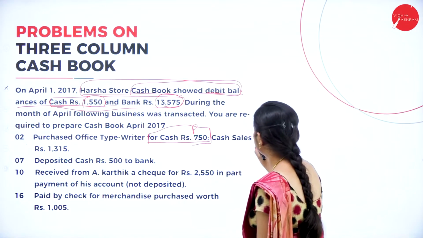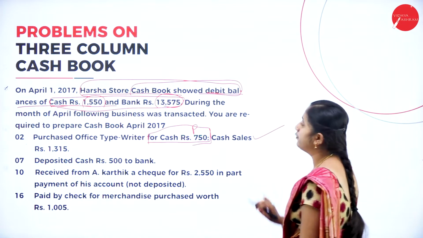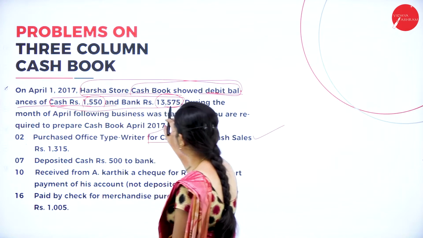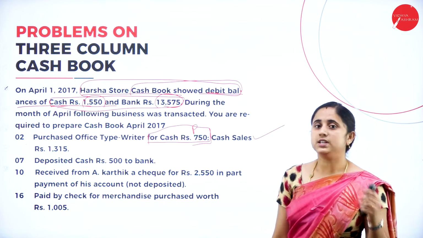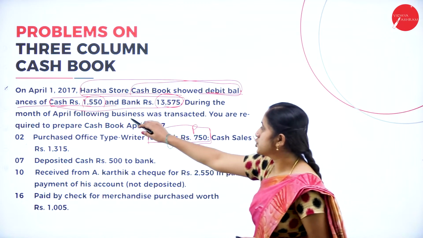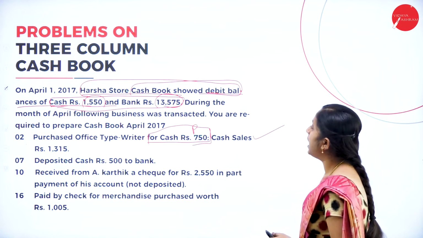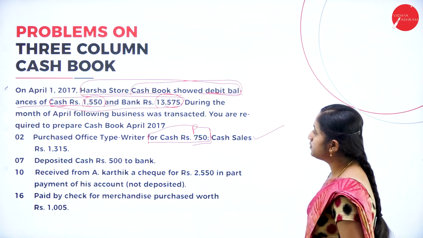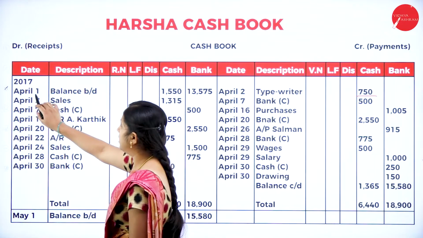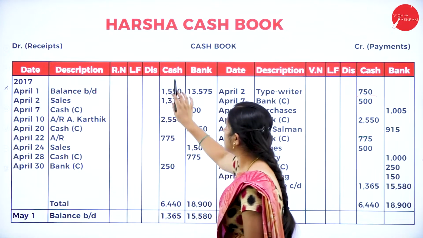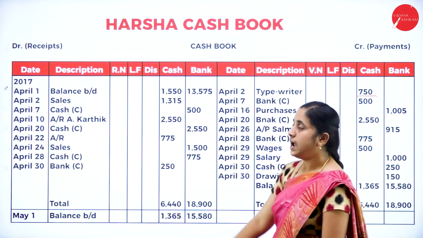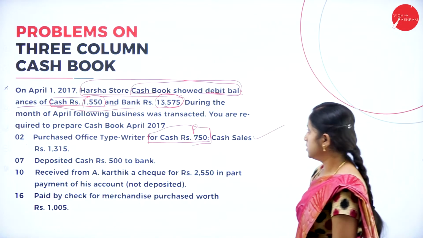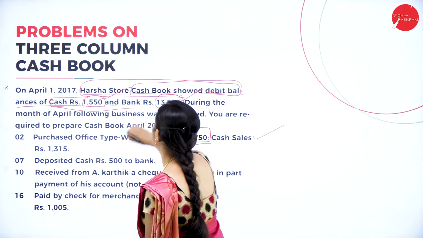This transaction is over. Before moving to the next transaction, just write the balance brought down. It shows the debit balance of cash rupees 1,550 and bank rupees 13,575. So record the balance brought down on April 1st: cash rupees 1,550 and bank rupees 13,575.